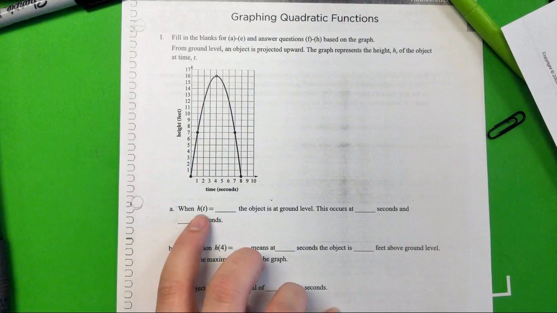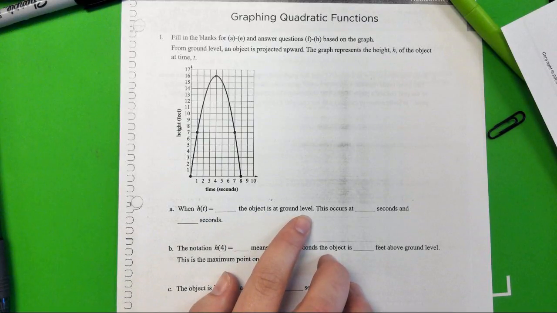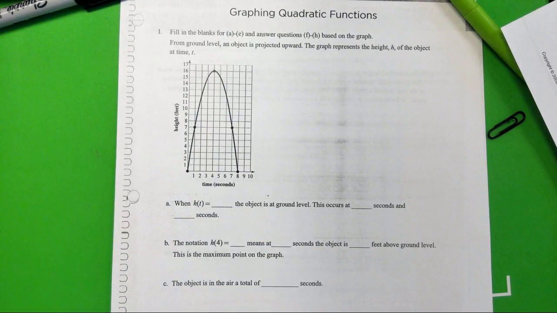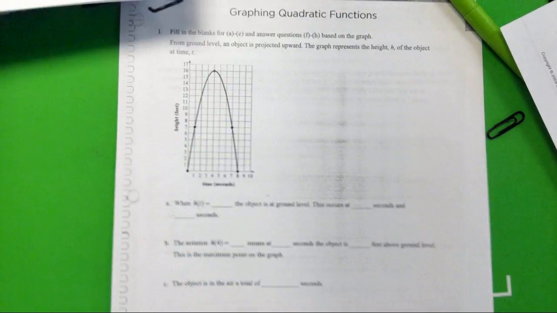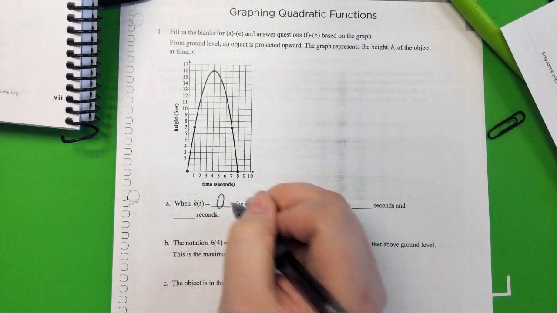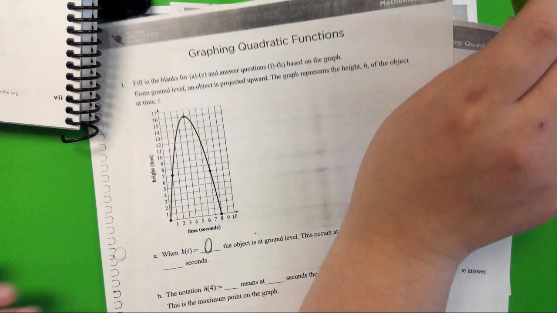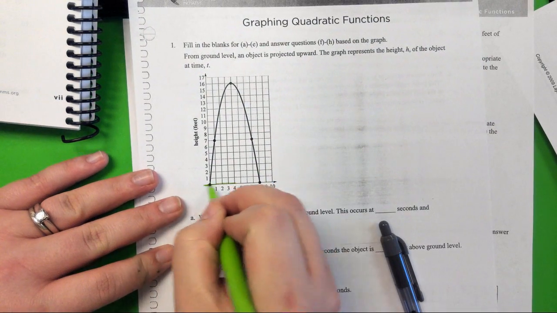They say when h of t equals blank, the object is at ground level. How do you know if something's on the ground? 0. It would be 0 feet. Because it's on the ground, that means it's on the grass. If you would like to, you can color that like grass.